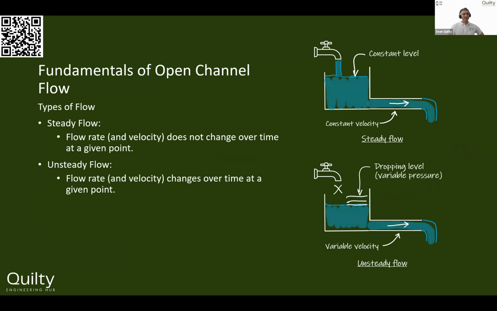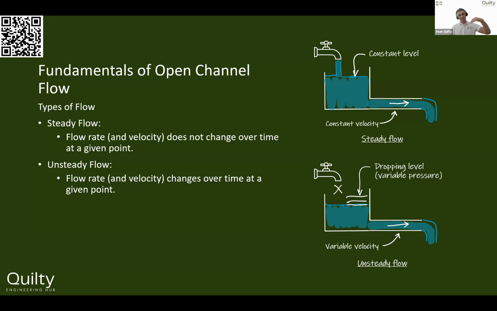Steady flow is when the flow rate and the velocity do not change over time at a given point. So if you drew a cross section through your channel and you're trying to work out how much water is rushing through at that particular point of the channel, we assume that it's going to be steady flow. As an example of steady versus unsteady, steady flow would be if we had a bucket with a small pipe or a hose out of that bucket, and we turned the tap on so it settled itself and there was a constant level in your bucket.